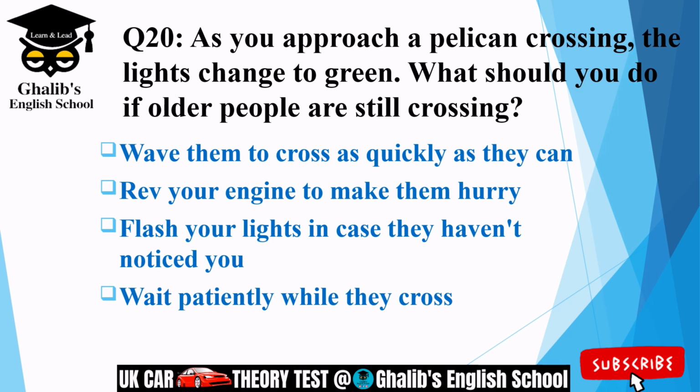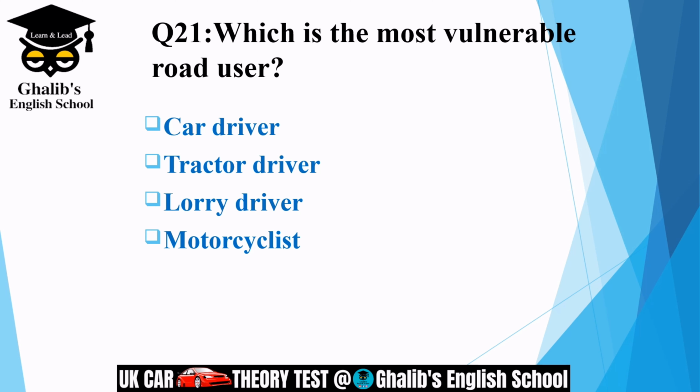Question 20. As you approach a pelican crossing, the lights change to green. What should you do if older people are still crossing? Wave them to cross as quickly as they can. Rev your engine to make them hurry. Flash your lights in case they haven't noticed you. Wait patiently while they cross. So you need to give them way. Be patient. Let them cross in their own time. That's your correct option.